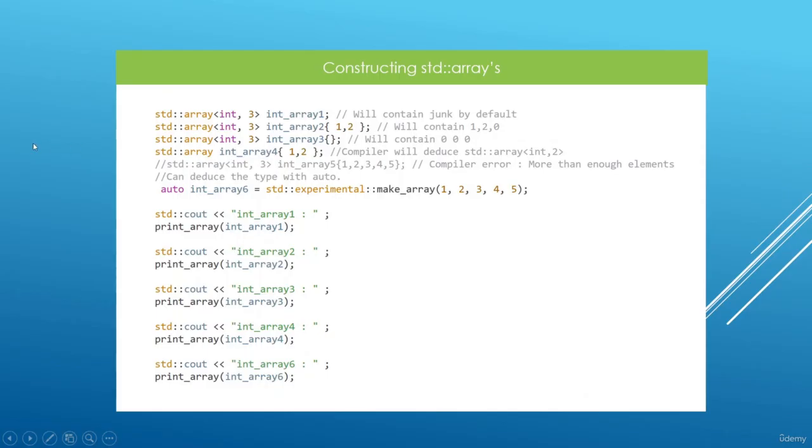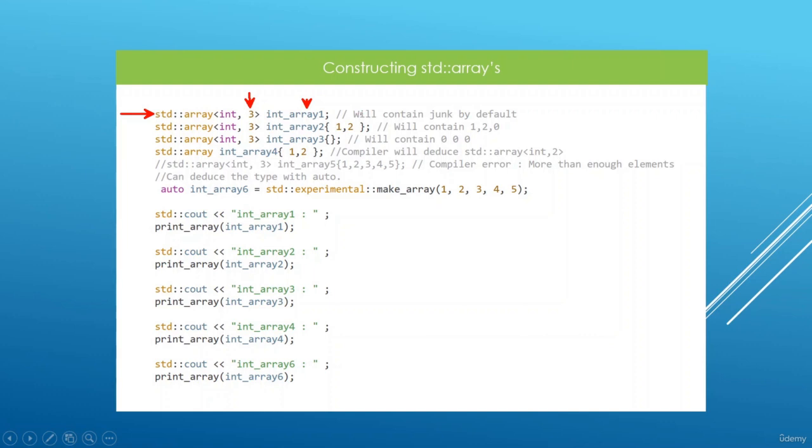So here are a few things we can do with std::arrays. You can create objects of std::array just like we do here. Once we do this, this is going to create an array object which is going to contain 3 elements. If you try to put in more than 3, you will get a compiler error here because this is a fixed size container. This is really important to understand.